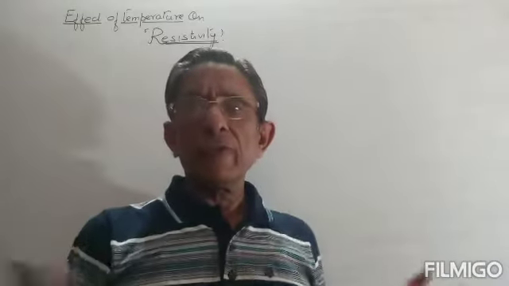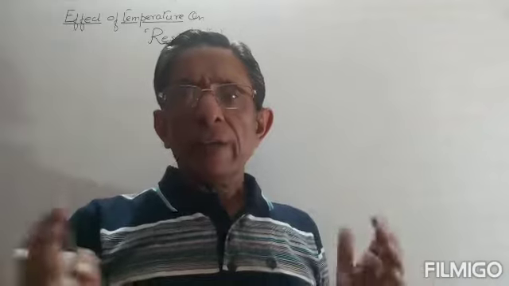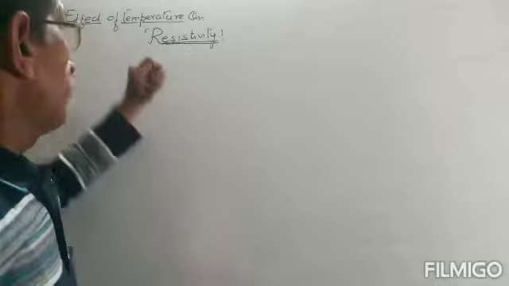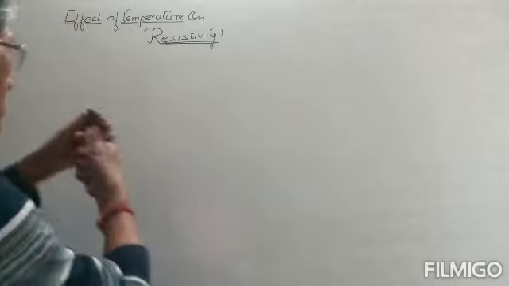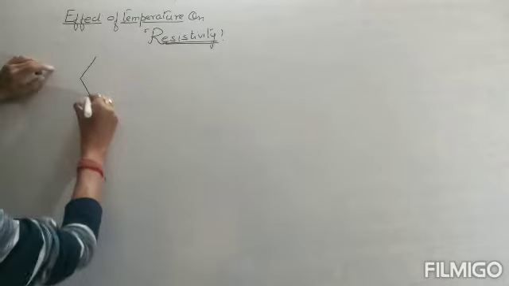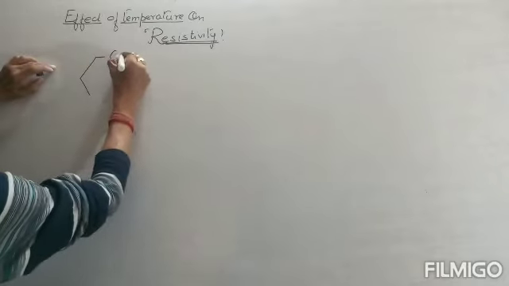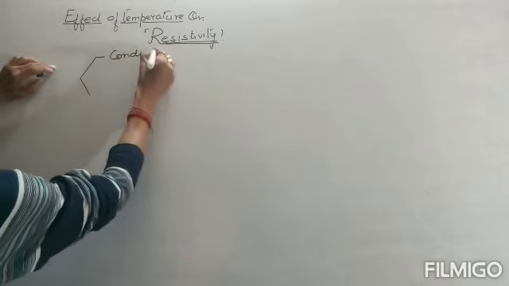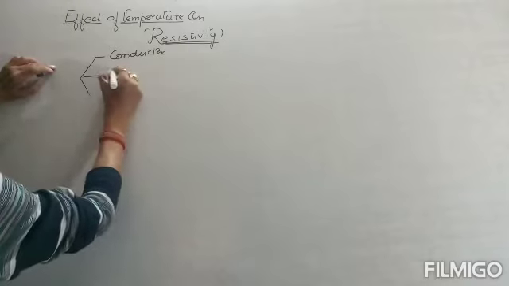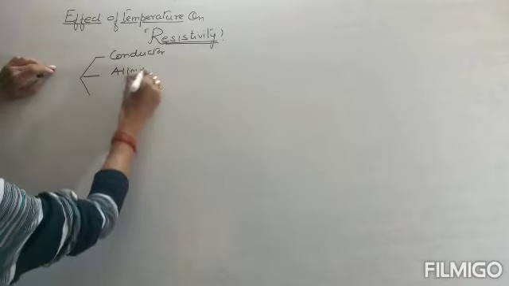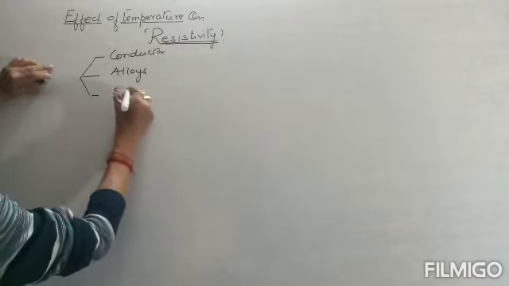Now we have to study the effect of temperature on the resistivity. How does the resistivity of a substance change with increasing temperature? In order to study the effect of temperature on resistivity, we divide the substances into three categories. One is called conductor, number two alloy, and number three semiconductor.